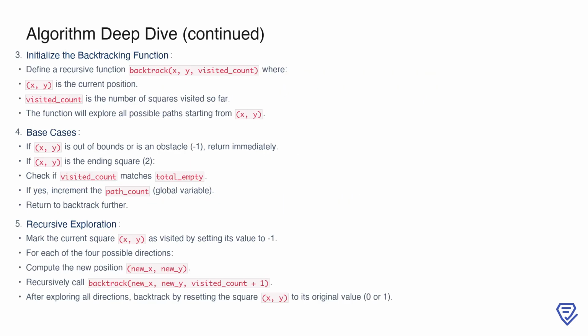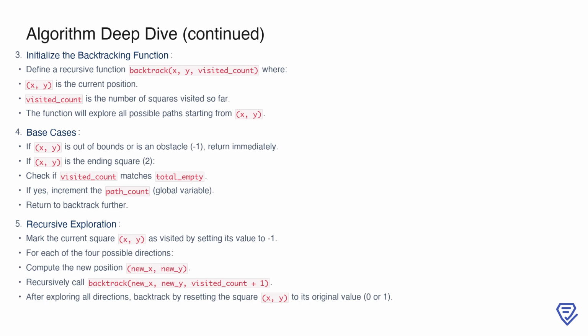We then define a recursive backtracking function that explores all possible paths from the current square. This function takes the current position, x, y, and the count of visited squares as inputs. Base cases are crucial here. If the current position is out of bounds, an obstacle, or invalid in any way, the function terminates. When the ending square is reached, the algorithm checks if the number of visited squares matches the required total. If they match, we increment a global variable, path_count, which keeps track of valid paths.